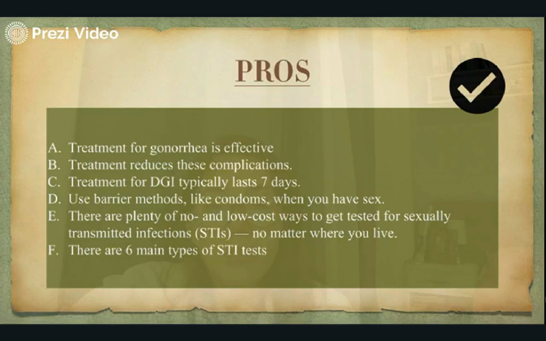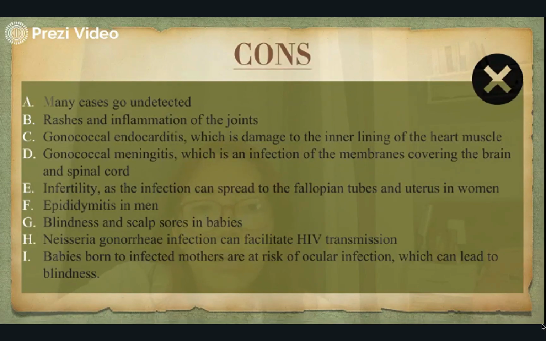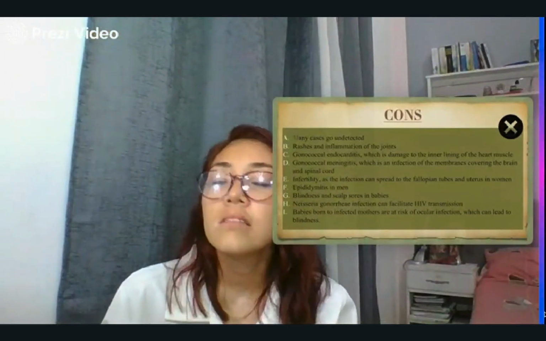On the other hand, we have the cons for this disease. For example, many cases go undetected. Also, there are rashes and inflammation of the joints, gonococcal endocarditis, which is damage to the inner lining of the heart muscle, gonococcal meningitis, which is an infection of the membranes covering the brain and spinal cord, and infertility, as the infection can spread into the fallopian tubes and uterus in women. Also, there's epididymitis in men and blindness and scalp sores in babies. Neisseria gonorrhoeae infection can facilitate HIV transmission, and babies born to infected mothers are at risk of ocular infection, which can lead to blindness.